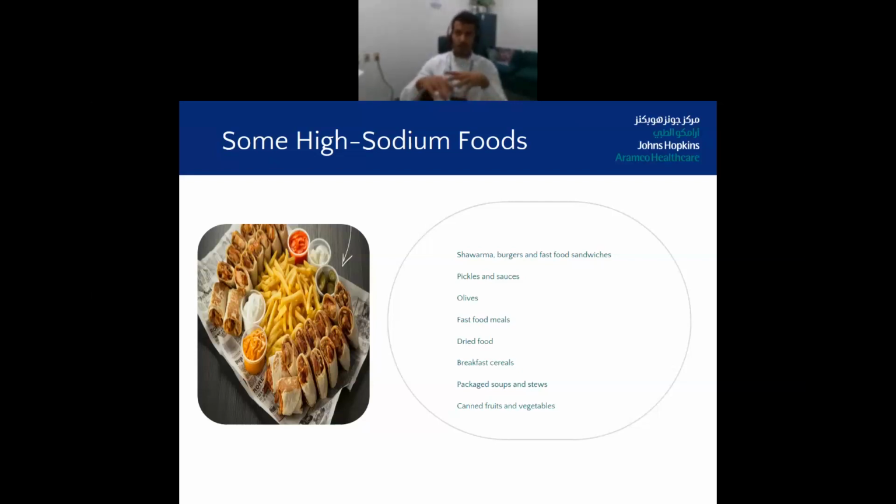So even if normally fruits and vegetables are healthy, and we want to consume as much as we can, it's recommended that we always go with the fresh options, because some of the canned fruits and vegetables are rich and high in sodium, and we don't want that in our daily eating habits.